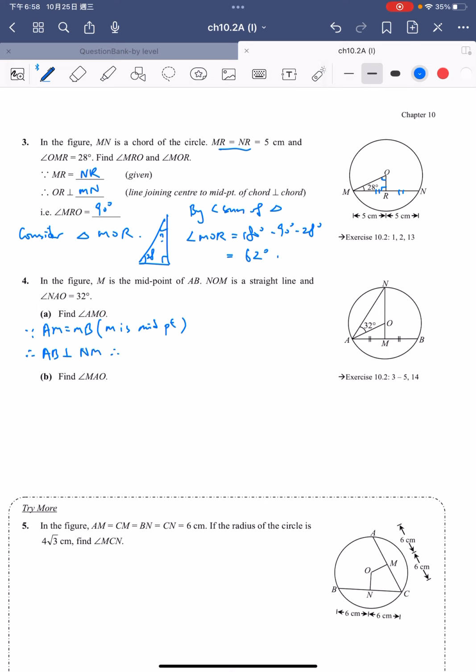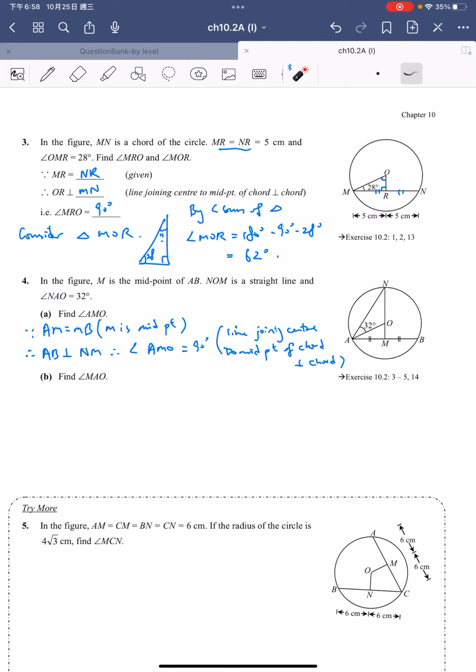So the angle AMO is going to be equal to 90 degrees, by using the line joining the center to the midpoint of the chord is perpendicular to the chord. So for part B, we have to find the angle MAO.